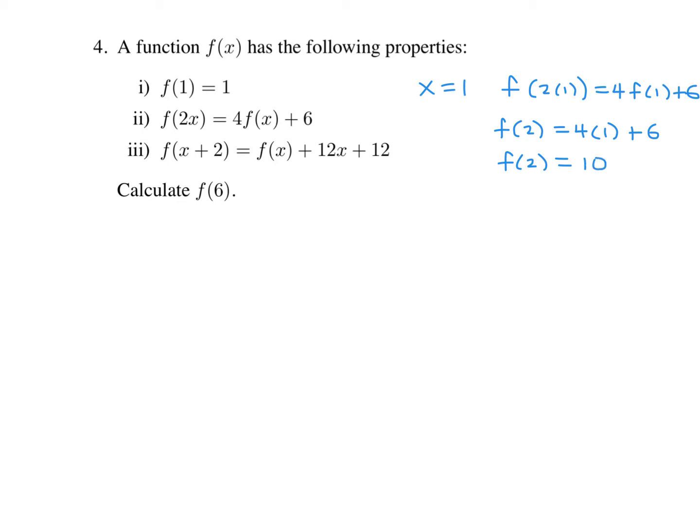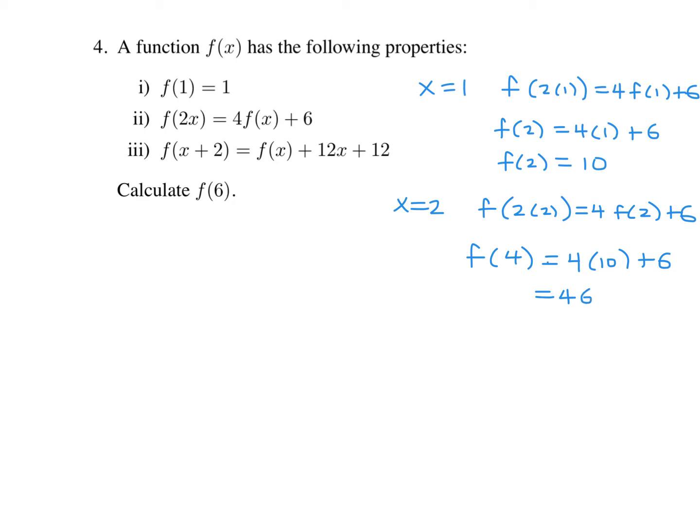Let's calculate x equals 2. What happens? I'm going to stick to the same formula, this guy right here. I think it should be helpful. So that means now we have f at 2 times 2 is equal to 4 times f at 2 plus 6. That means this is f at 4, and this is 4 times f at 2. Well, f at 2 we just figured out was 10. So 4 times 10 plus 6, and this is 46. f at 4.